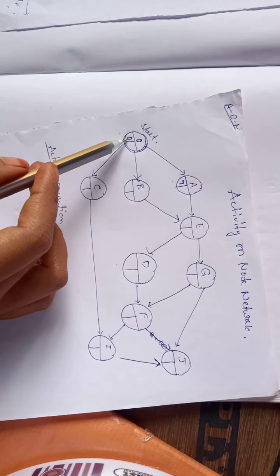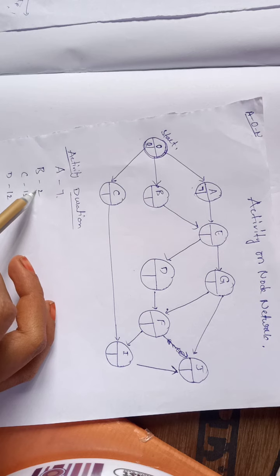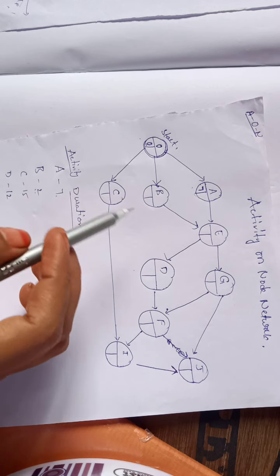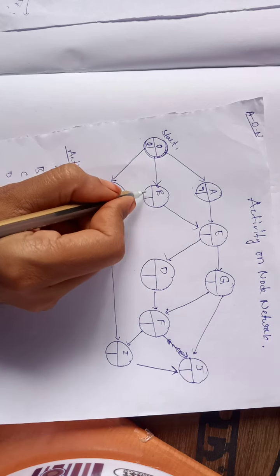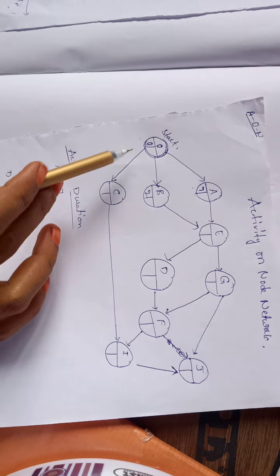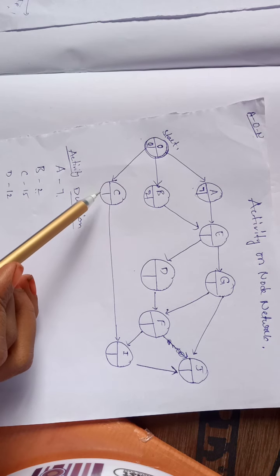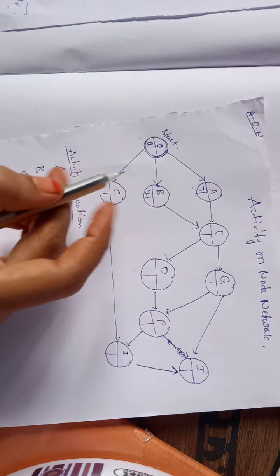After that, activity B: it is 0 plus 2. 2 is the duration of B. And next for activity C, 0 plus 15, that is 15.